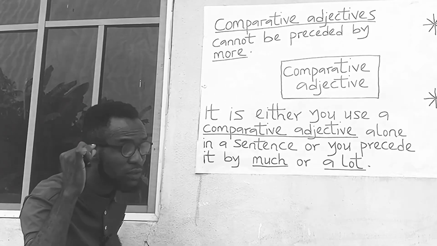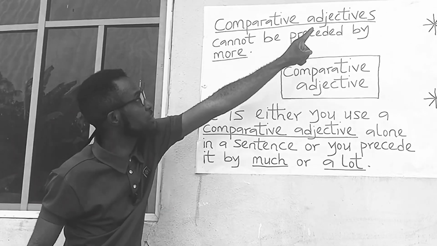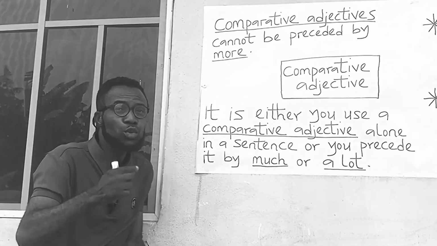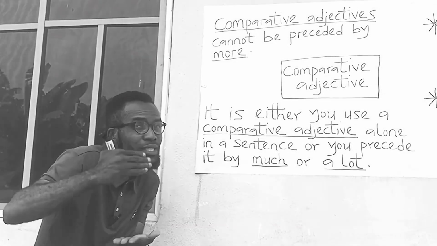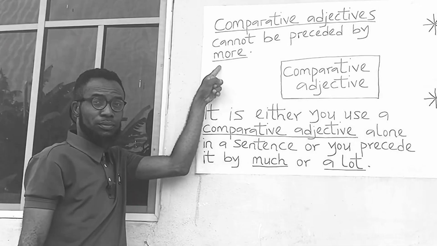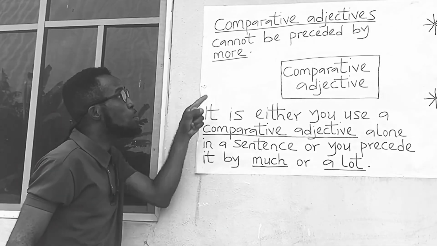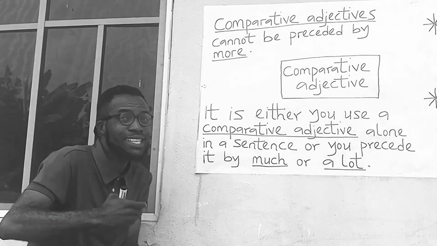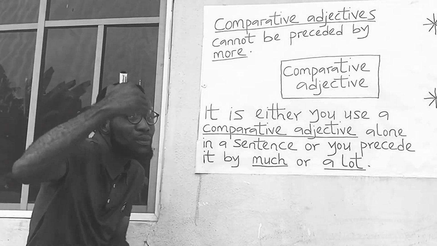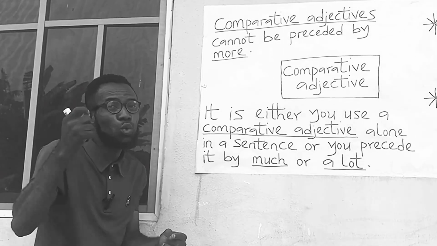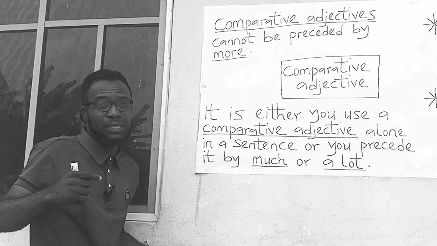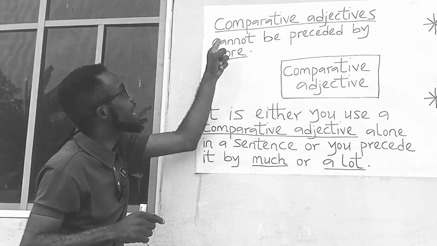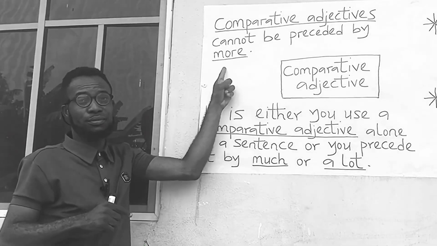Please note that comparative adjectives cannot be preceded by more. You cannot precede a comparative adjective by more. The reason is that more is comparative in nature. Using it with a comparative adjective results in what I call a tautology. It is tautological. So, comparative adjectives cannot be preceded by more.